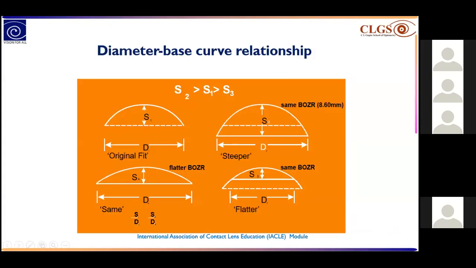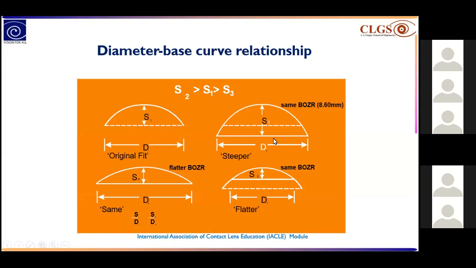So the diameter and base curve relationship. In the earlier slide, we kept diameter constant, but in this slide, we are keeping the base curve constant, and we are increasing or decreasing the diameter of the contact lenses. Then what will happen? Suppose there are two lenses here with the same base curve, but one lens has a lesser diameter and one lens has a larger diameter.